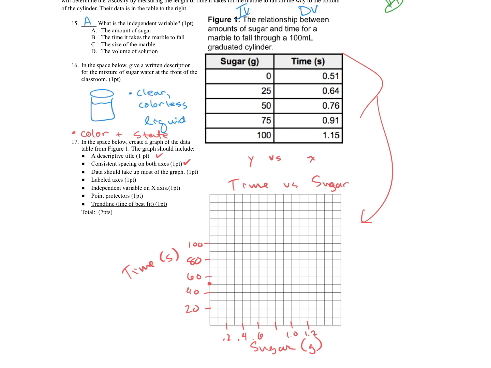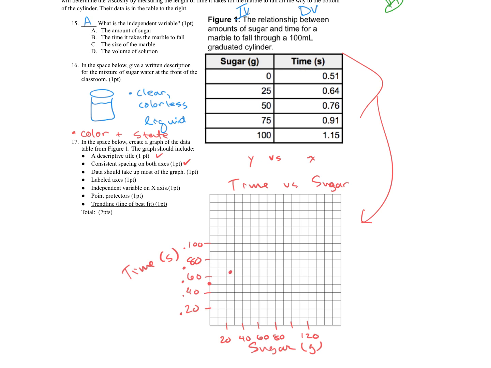I have the numbers backwards. Time is going to be 0.2, the points. And the grams are whole numbers: 20, 40, 60, 80, 100, 120. Okay, so if the container has 0 grams of sugar, it will take 0.51 seconds. If you have 25 grams of sugar, then it takes 0.64 seconds. So 25 grams is about right here.